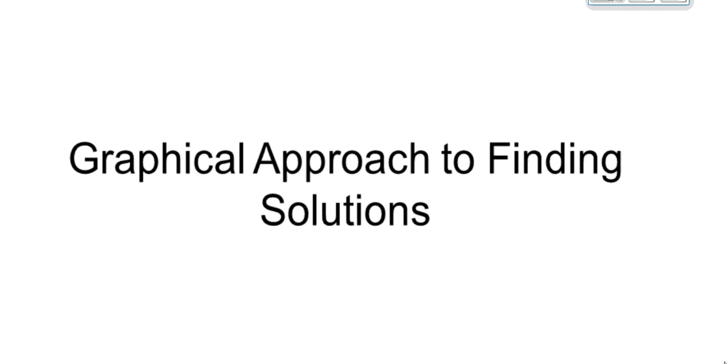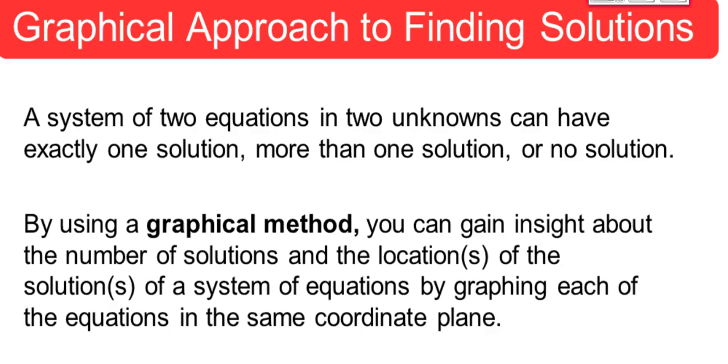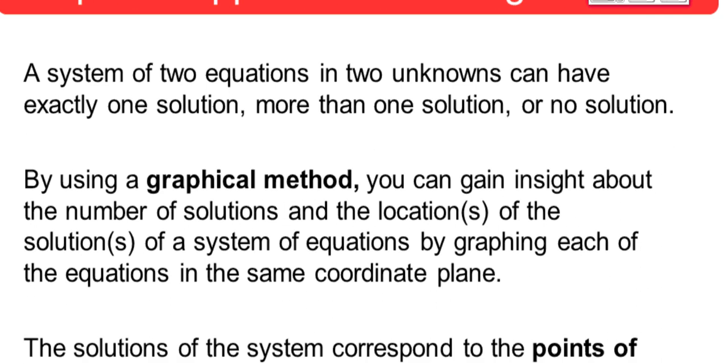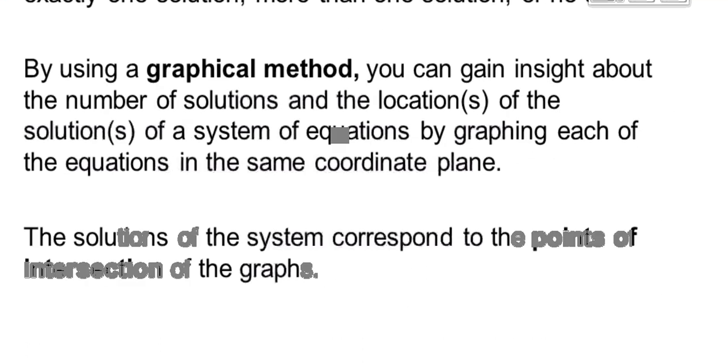Okay, so this is the graphical approach to finding solutions. I did ask that you have a ruler and a straight edge, or a piece of graph paper. A system of two equations and two unknowns can have exactly one solution, more than one solution, or no solution. By the graphical method, we can gain some insight about the number of solutions as we look at it. And when we have a line, that's awesome.